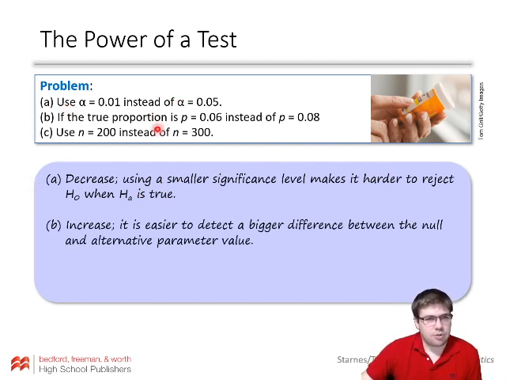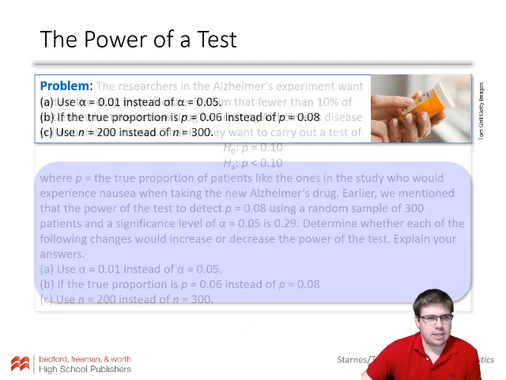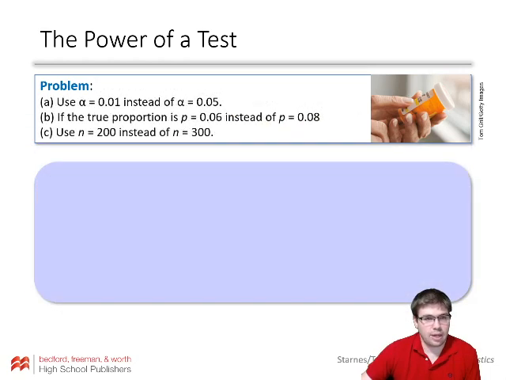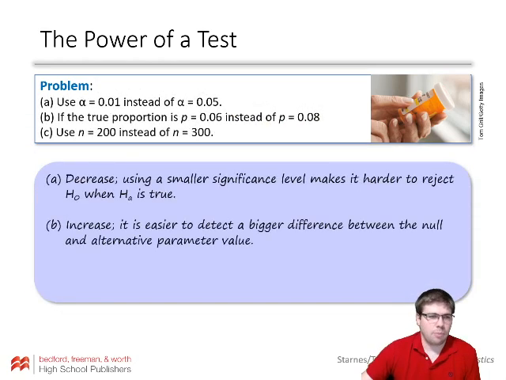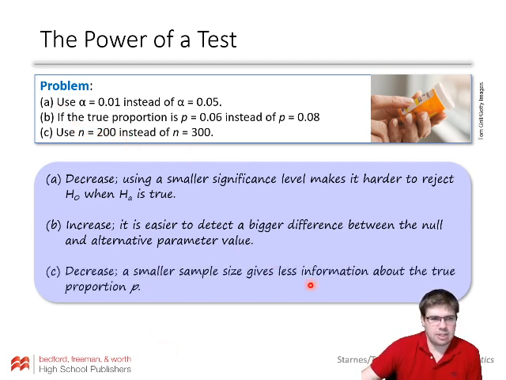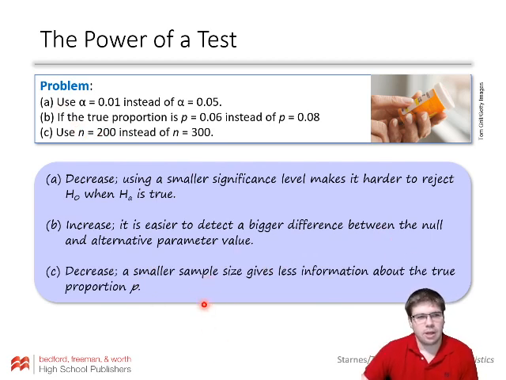The second example: if the true proportion was 0.06 instead of 0.08. Remember that we were testing that it was less than 10%, so 0.06 is further away. And so that's going to make it more likely to reject. It's easier to detect a bigger difference between the null and alternative parameter value. And then the last one, choosing a sample size of 200 instead of 300. That is going to make it worse, decreasing our power. A smaller sample size gives us less information about the true proportion p.